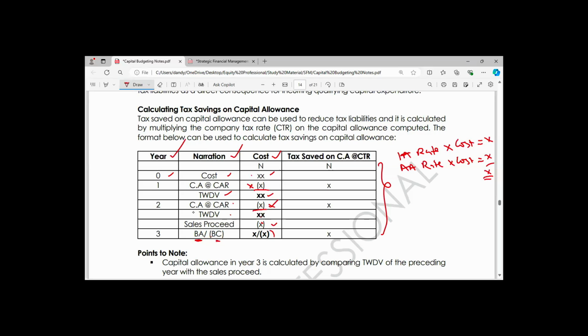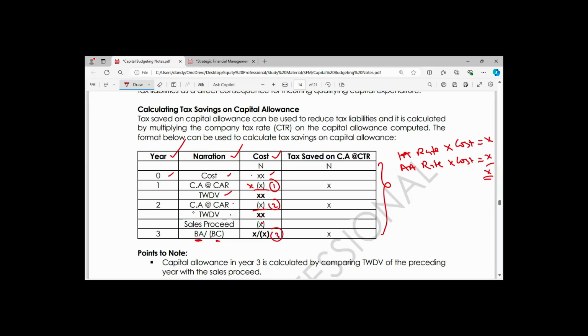So if I want to use capital allowance to reduce my tax liability, all the capital allowance I've computed, all these ones, number 1, number 2, then number 3, those are the capital allowance.